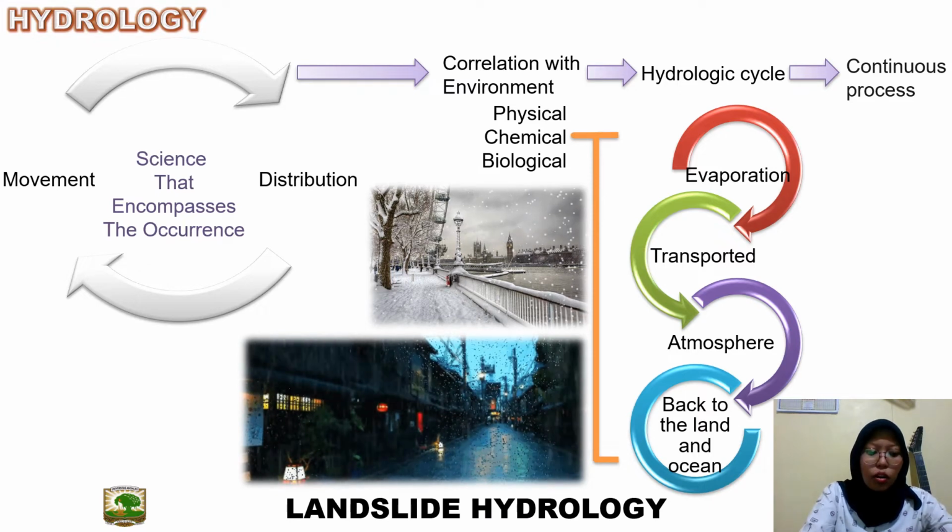The water cycle, or hydraulic cycle, is a continuous process by which water is purified by evaporation and transported through the atmosphere and back to the land and ocean. All of the physical, chemical, and biological processes involving water as it travels its various paths in the atmosphere.